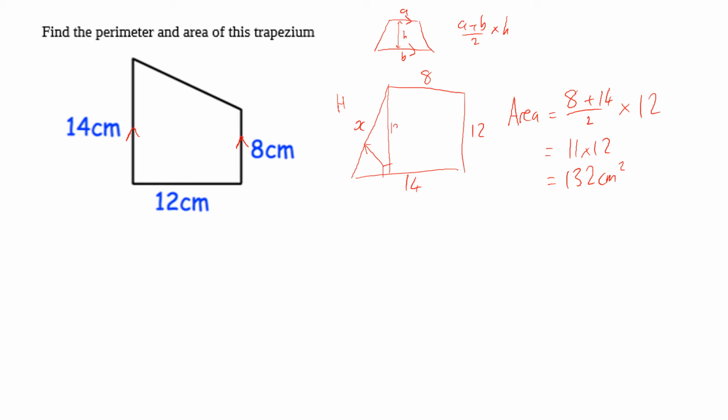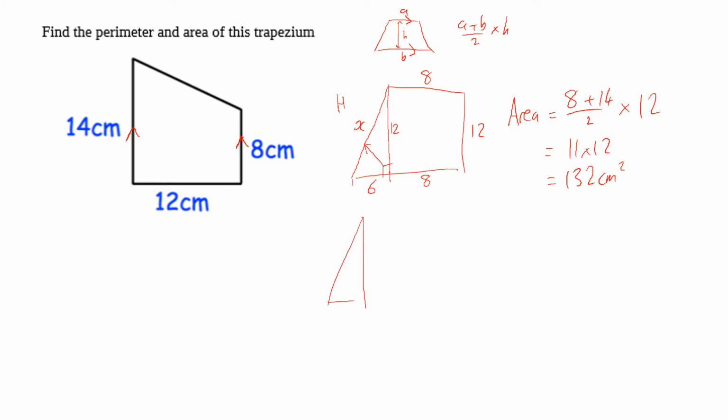So we know that this length here is 12. And what about this one here? Well, the top was 8, the bottom was 14. So we could split that 14 up into being an 8 and a 6. So we've got our right angle triangle.